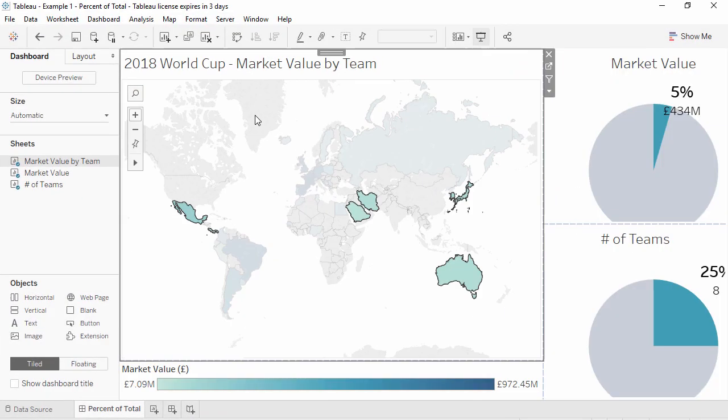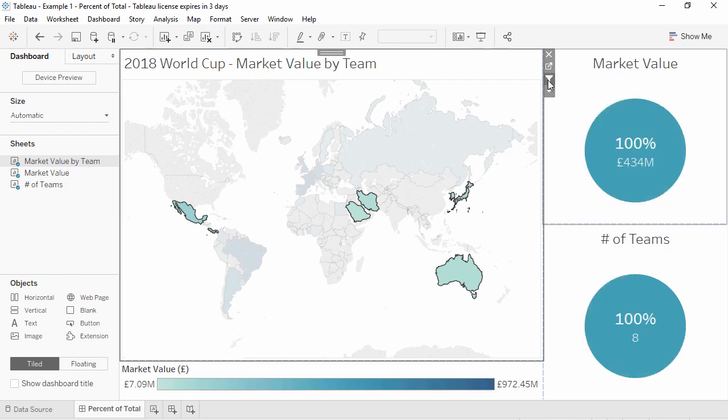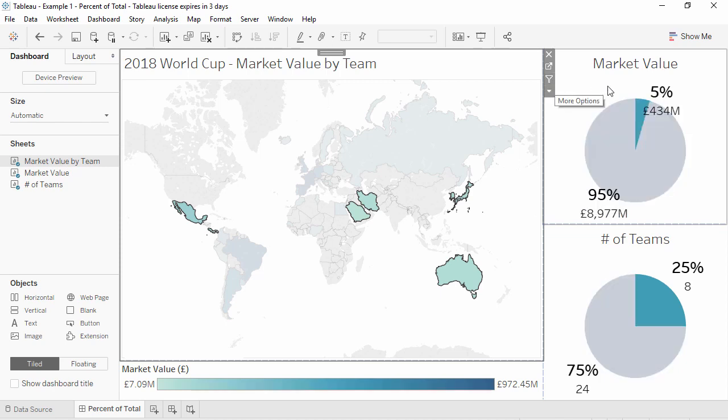Now, just to display what would have happened before this, if we had simply filtered, so I've just applied this as a filter to these two former pie charts, it will only display what is in your selection, and it removes what's out of your selection. So it only reports on the numbers that these 8 teams are worth £434 million. And that sounds like a lot, but as a percentage, it's only 5%.